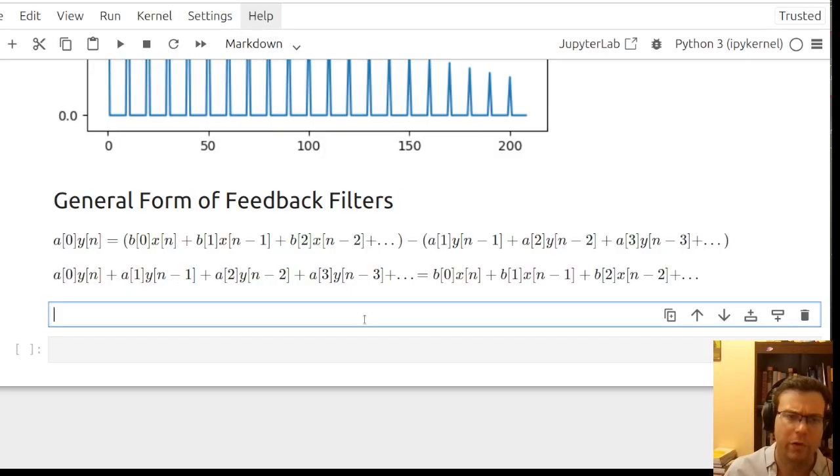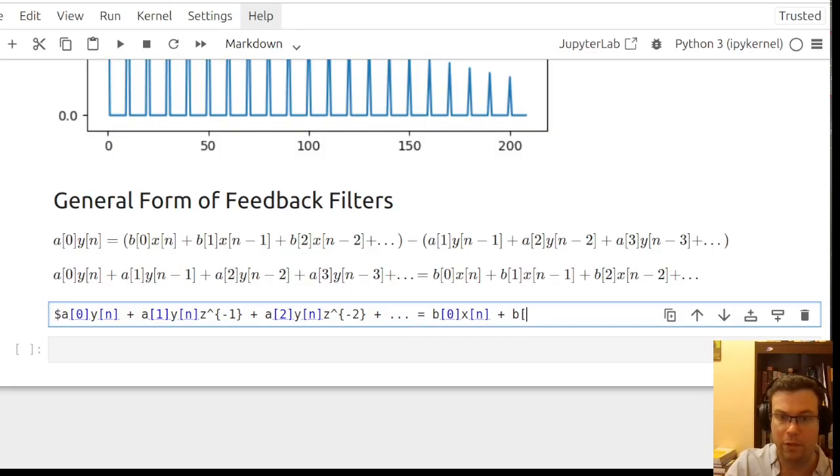So yeah, actually let me write it in a general way first. So I'll say, okay, let's make this a0 yn plus a1 yn times z to the negative 1, right? Plus a2 yn times z to the negative 2, so on and so forth, equals b0 xn plus b1 xn times z to the negative 1 plus b2 xn z to the negative 2.